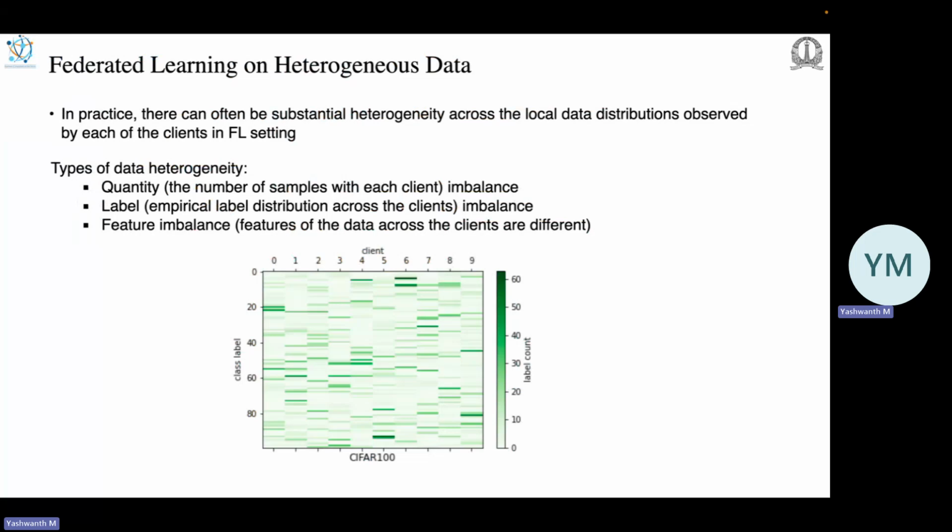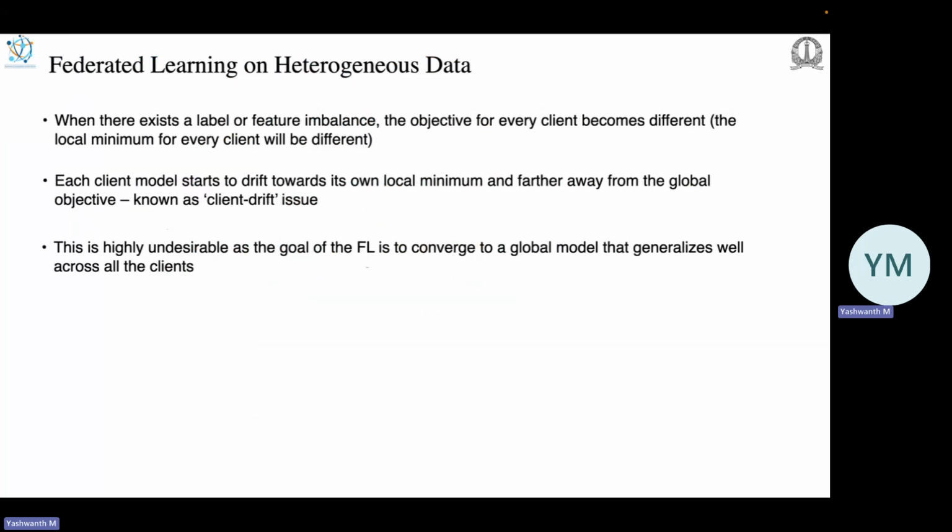So in practice, the data in FL is very heterogeneous, and this heterogeneity arises from the quantity of the samples that each client has, the label distribution across each client can be different, and the features of the data itself can be different. So in this work, we specifically focus on the label distribution imbalance, label distribution being different across the clients.